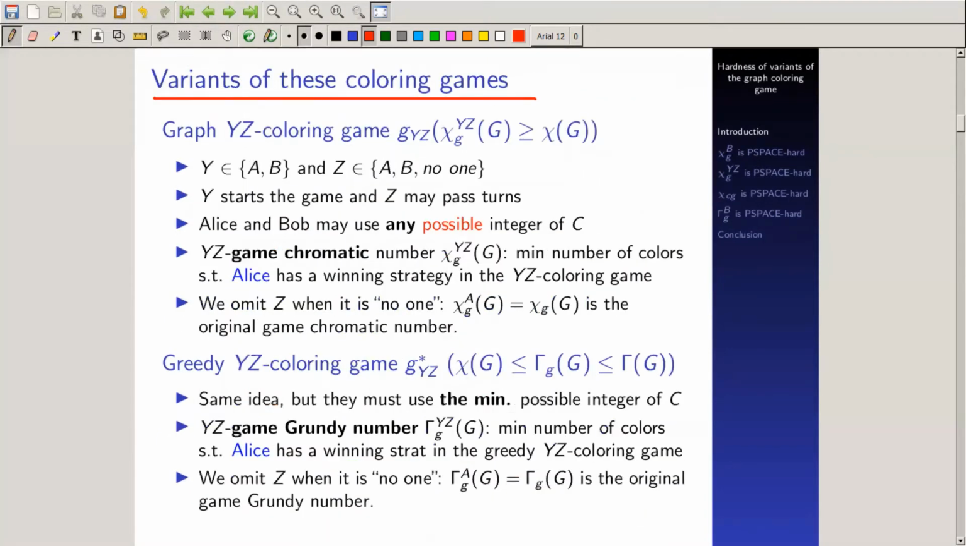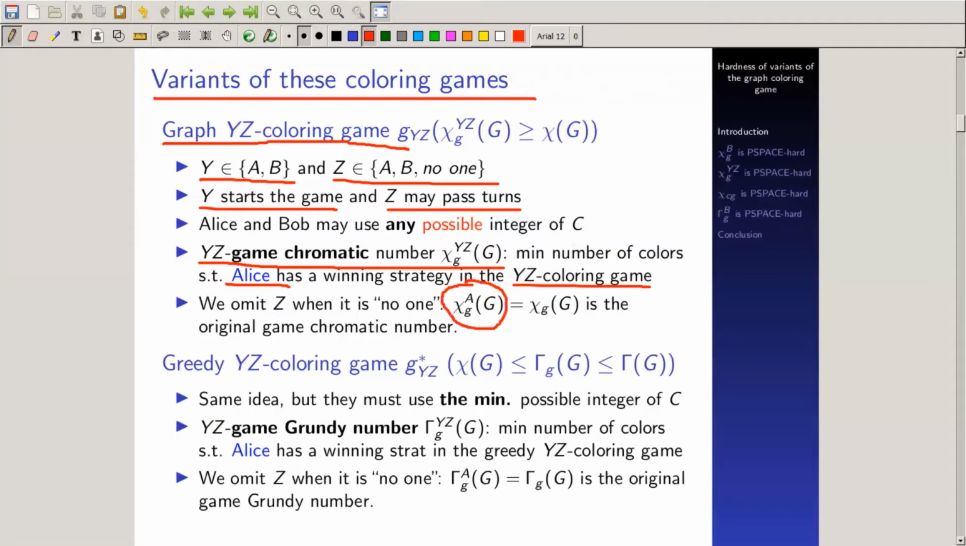Now the variants of these coloring games. The graph YZ coloring game, where Y is A or B, A for Alice, B for Bob, and Z is A, B, or no one. Y starts the game and Z may pass turns. So Alice, Bob, or no one may pass turns. Then the YZ game chromatic number, kappa_g^YZ of G, is the minimum number of colors such that Alice has a winning strategy in the YZ coloring game. We omit Z when it says no one, so the notation kappa_g^A of G, where Alice starts the game and no one may pass turns, is the original game chromatic number.